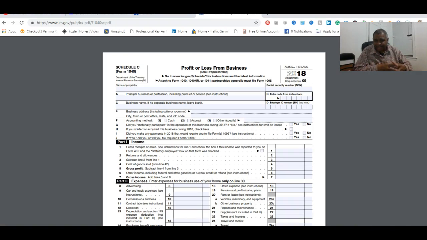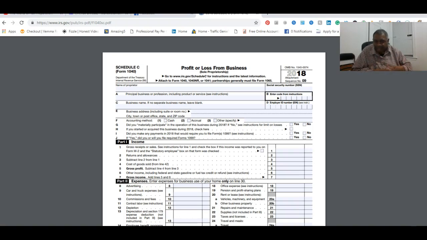Line C is business name. So if you're using a business name other than your own, or a combination of your name, like I'm using Thomas G Ledford and Associates. That's my name. The Associates, I'm incorporated, so I wouldn't use a Schedule C at all. I'll go on a corporation form or S Corp, depending on if I made the election to do so. Line E, business address. If you have a separate address for business other than where you live, then of course you will have that information there.